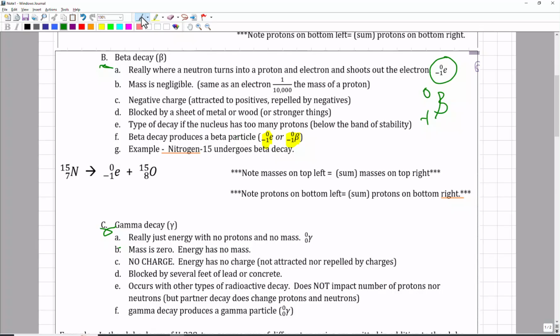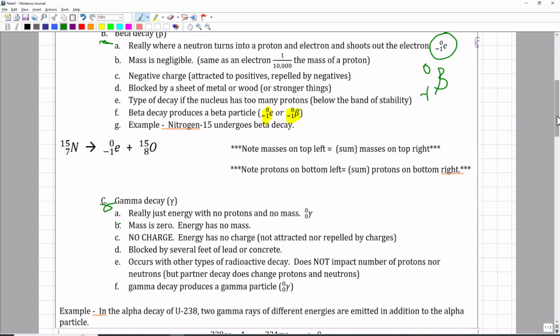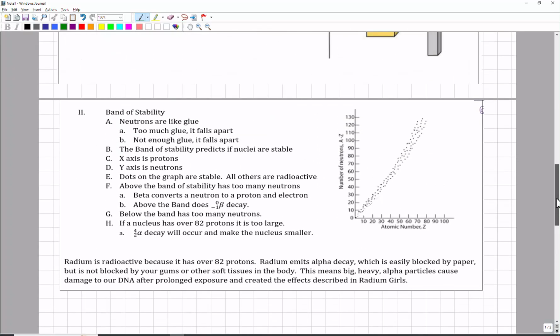Okay. This type of decay occurs when it has too many protons, when it is below the band of stability. So let me show you this right here. This is the band of stability, okay? And if you have too many protons, this will say atomic number, which is the number of protons. So if I have too many protons, like I'm over here, I want to be stable. So this is like a stable neighborhood. So my goal in life is to live in a stable neighborhood.